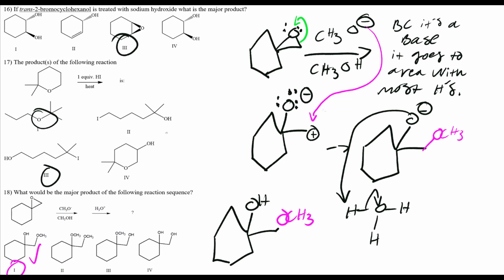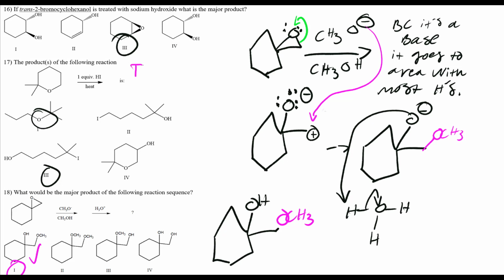But Brian, what happens if we're not working with the base? What happens if we're working with an acid, right? So for instance, what if I had this acid over here? Well, instead of going Markovnikov, it's actually going to go anti-Markovnikov. So instead of attacking this carbon, the acid is going to attack this carbon. So it's kind of like the reverse.